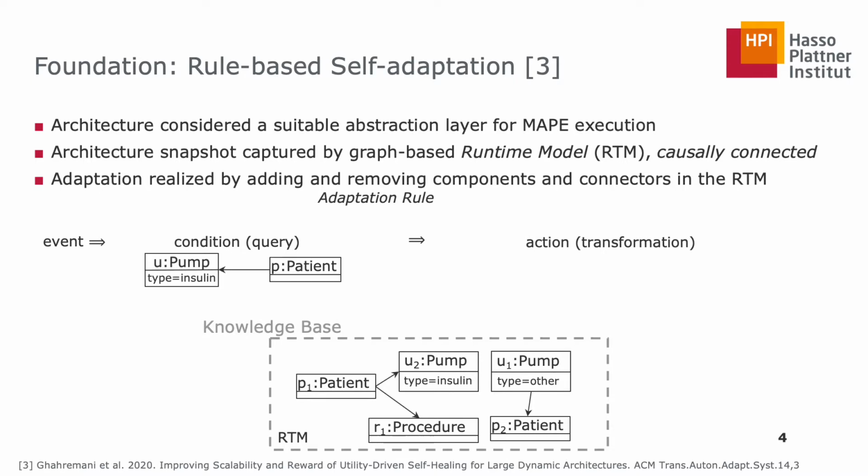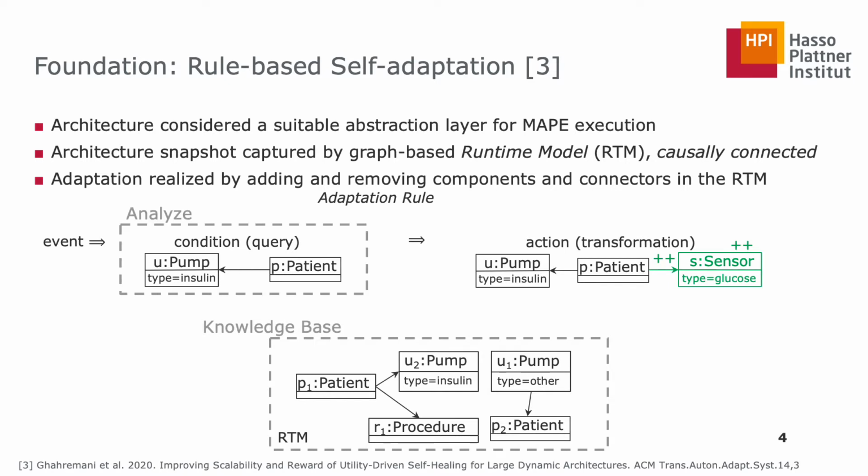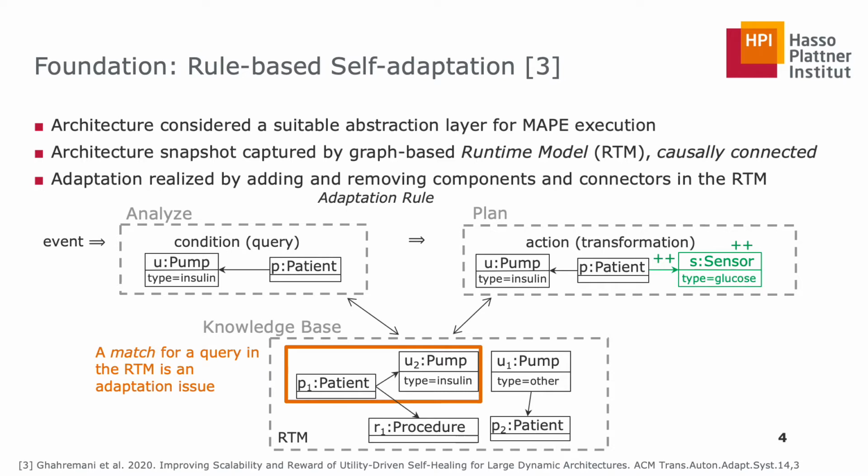Conditions are captured via graph-based queries, model queries, and actions are captured by in-place model transformations. Queries are executed over the model during the analysis phase, and transformations occur during planning phase. Both of these phases interact with the knowledge base. In this context, a match for a pattern-based query in the runtime model is an adaptation issue.